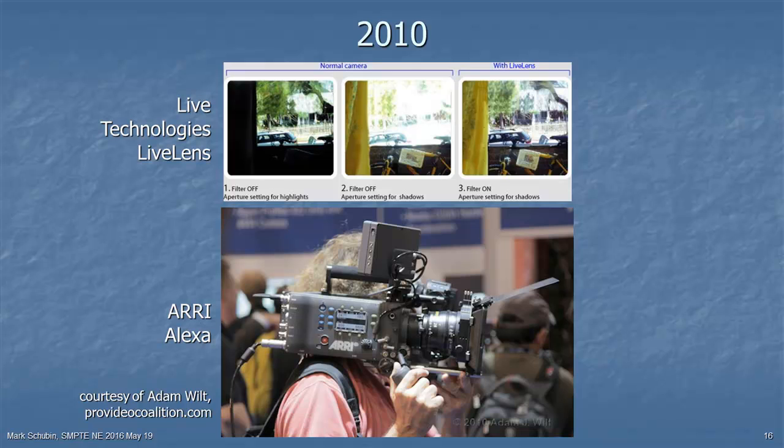This was at NAB in 2010, so ARRI came out with the Alexa, and this company from Australia, Live Technologies, had something called the Live Lens, and they were using an LCD in the lens to dim areas and thereby take a low sensitivity or high sensitivity picture, low sensitivity picture, high sensitivity picture, and combine them to get high dynamic range.